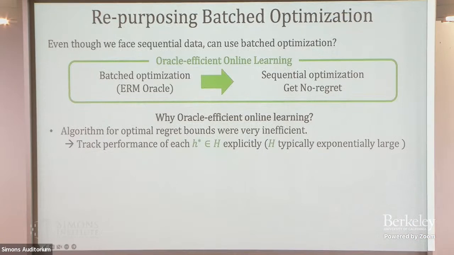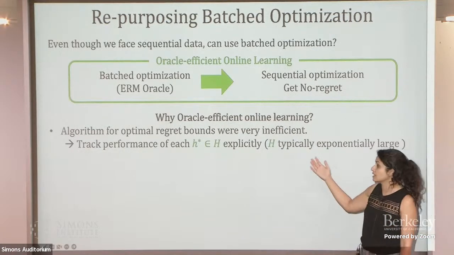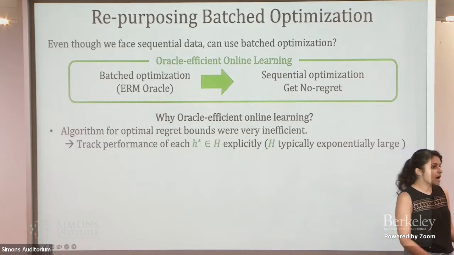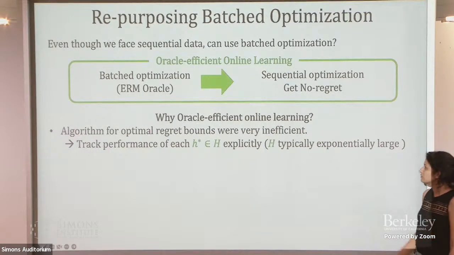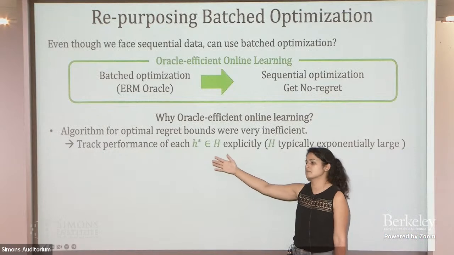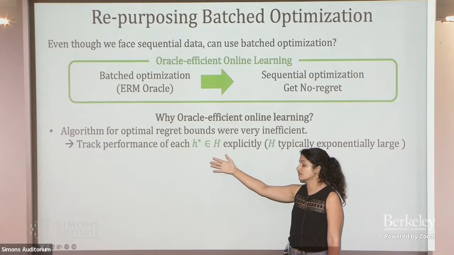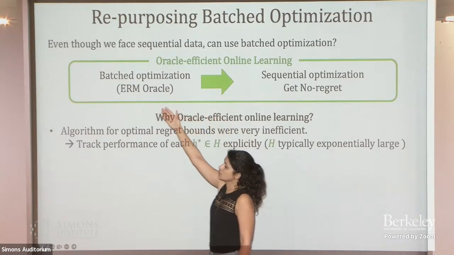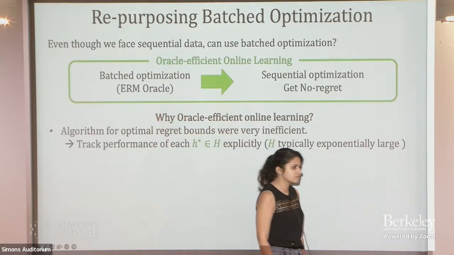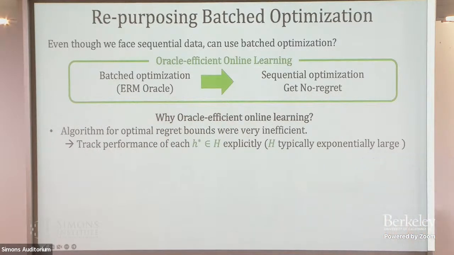Another way to think about this is if I was dealing with binary classification, I might have only k different features that I care about, but even knowing what each of these features should be, high or low, again, I have at least 2 to the k number of functions to worry about. So we really don't want to explicitly think about the number of functions available to the learner. Instead, we want to be able to use these ERM oracles to access those functions. So this is really the first reason, the fact that those algorithms were computationally inefficient.